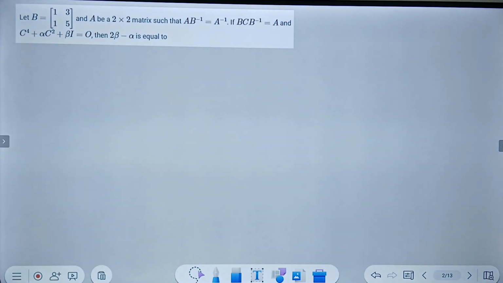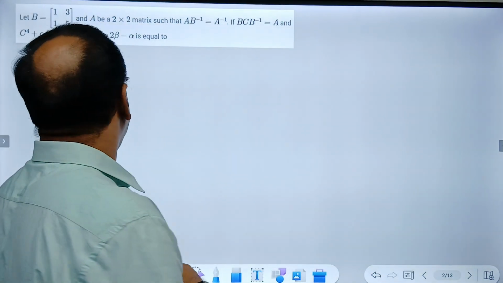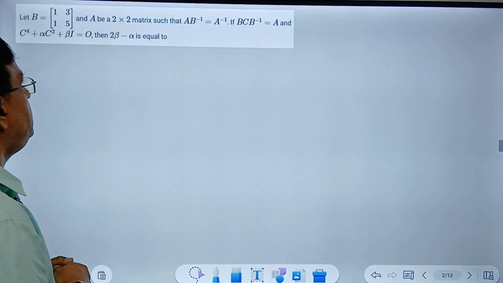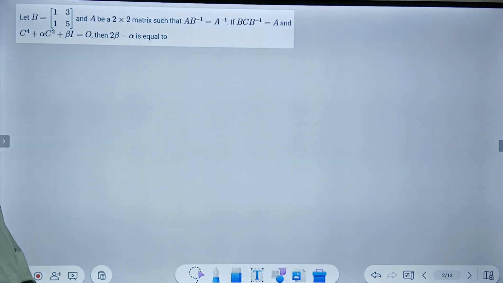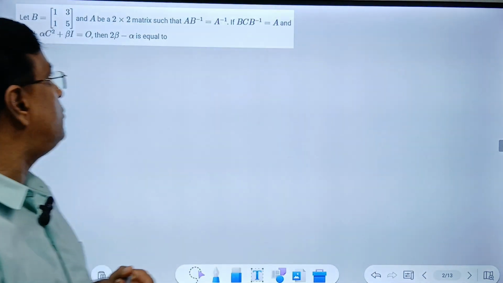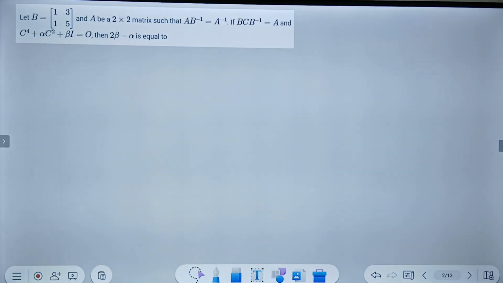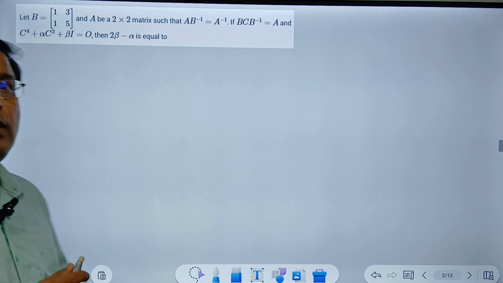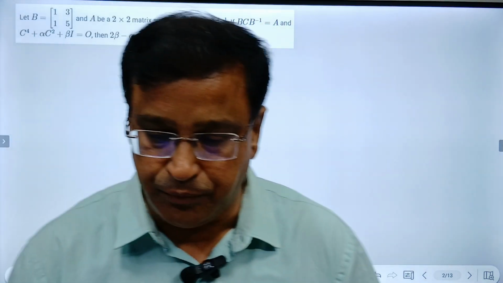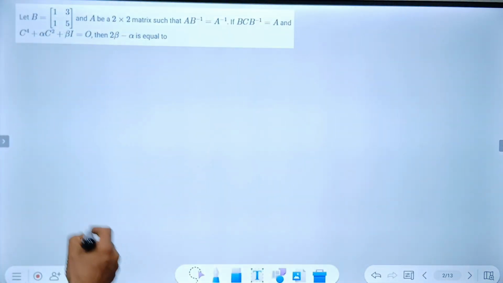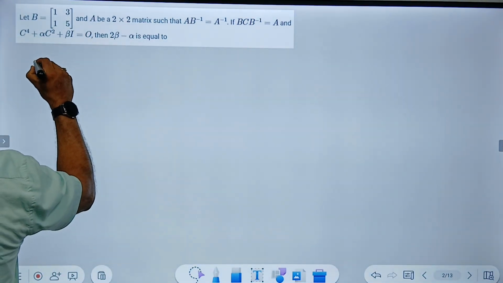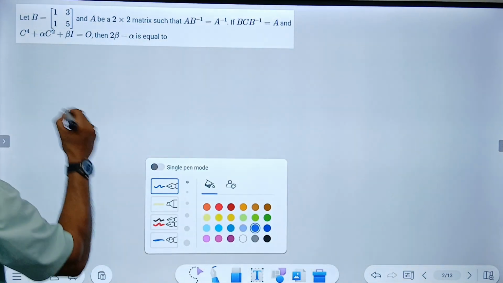Let B be a 2 by 2 matrix, and A is a 2 by 2 matrix which satisfies 3 conditions. One is A B inverse is equal to A inverse, and B C B inverse is equal to A, and C power 4 plus alpha C square plus beta I is 0. I am expected to find the value of 2 beta minus alpha. Now to do this, I will start with what is given.